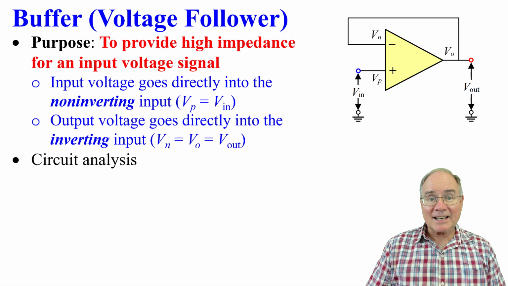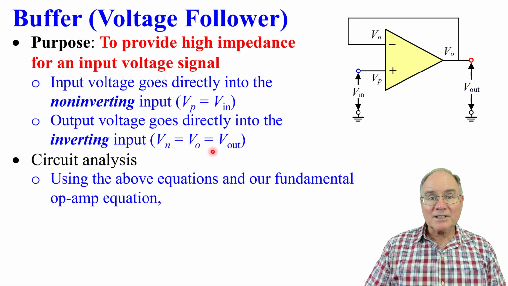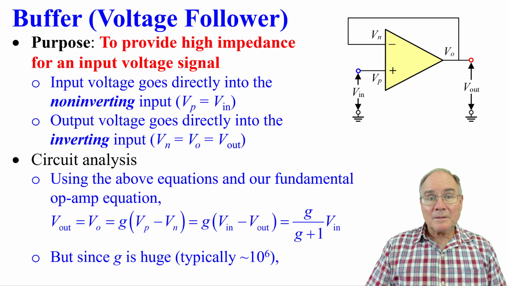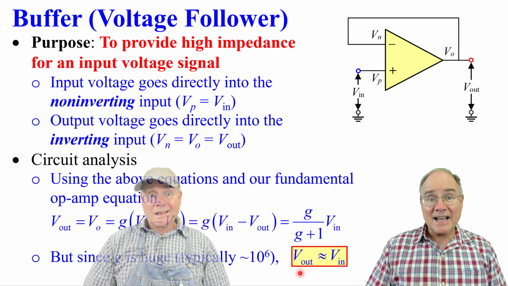Here's our circuit analysis. Using these equations and our fundamental op-amp equation, we get that Vout is equal to G over G plus 1 times Vin. But G is typically huge, like 1,000,000 or more, so this approaches 1, and thus Vout is approximately Vin.